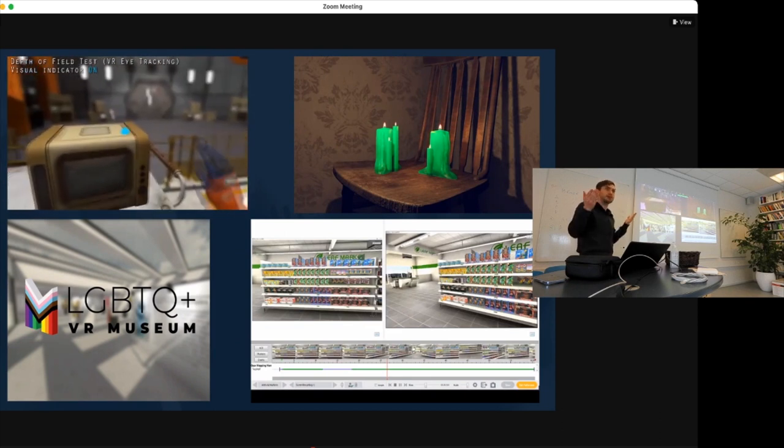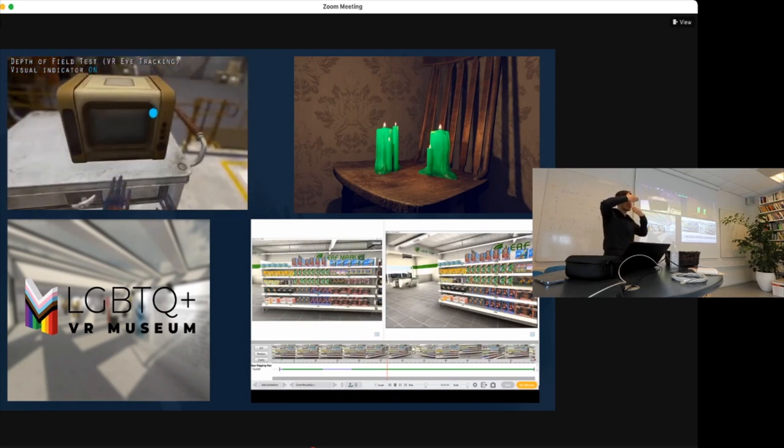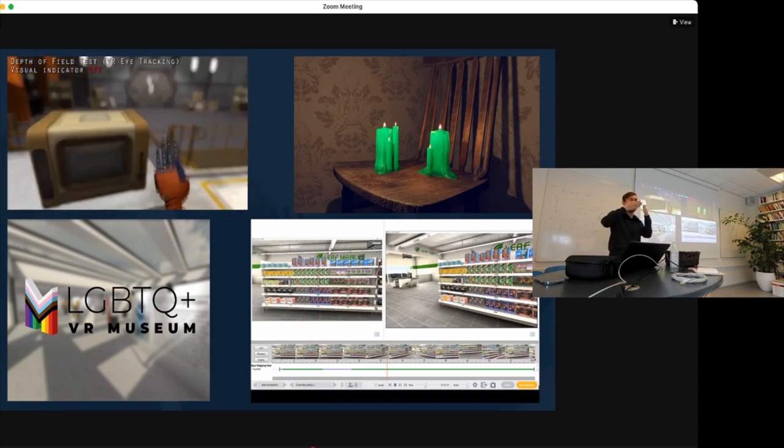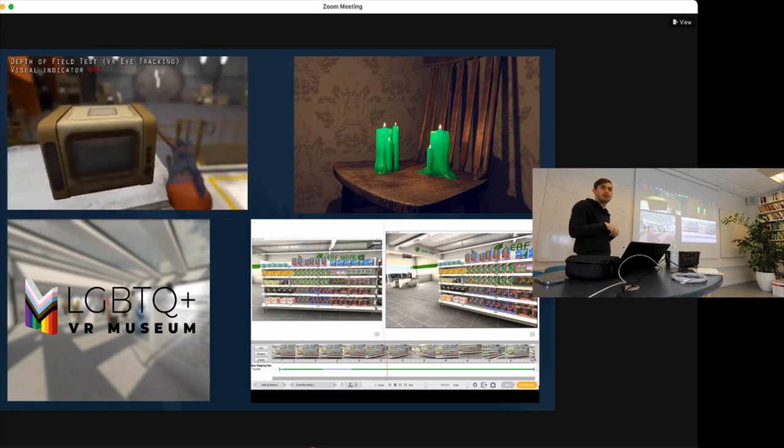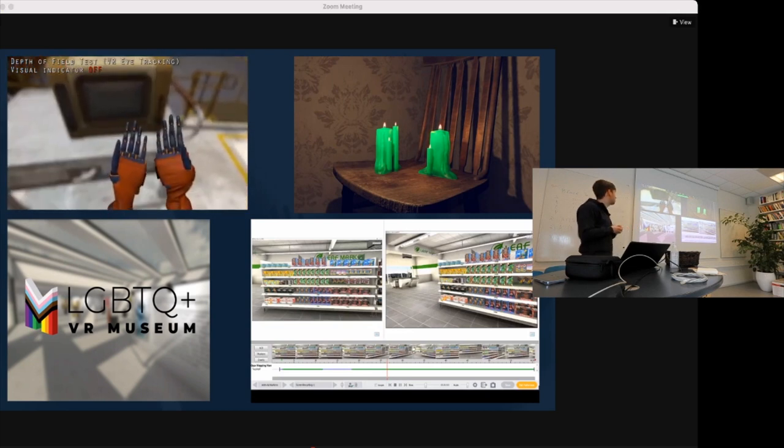Naturally, when we look at something, our eyes converge and then it comes into focus. In VR you can't do that because the screen is always static at a certain point, so your eyes can't converge on the object. So this is a test of what would happen in VR if we enabled convergence through eye tracking.